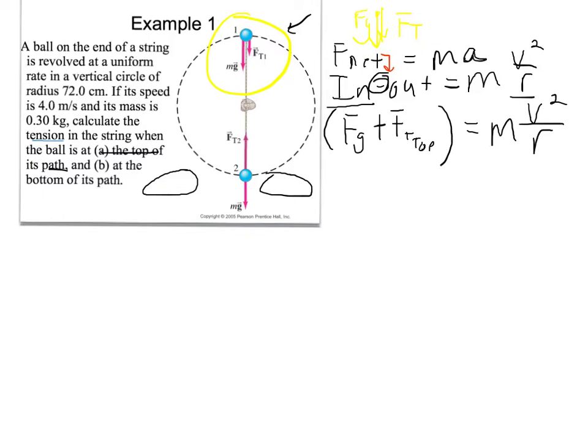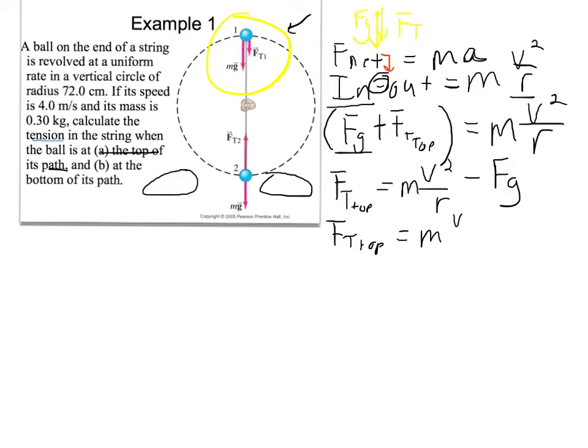Now ultimately, we want to find the tension at the top. So let's get it by itself by subtracting Fg. Now I've got F tension at the top equals mv squared over r minus Fg. And then, tried and true method, let's replace Fg with mg, since that's what it is. So tension at the top equals mv squared over r minus mg.